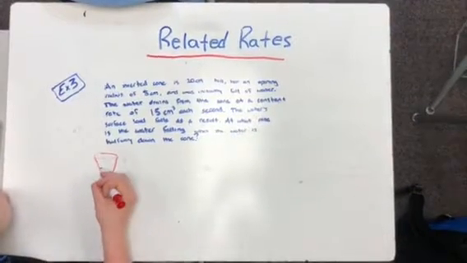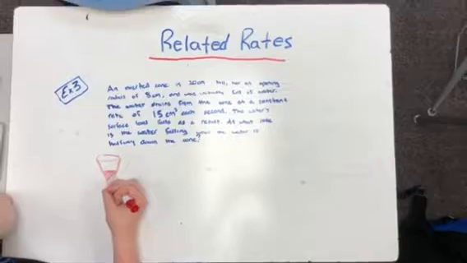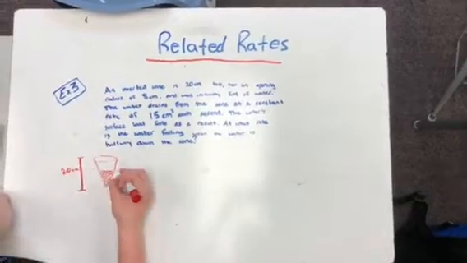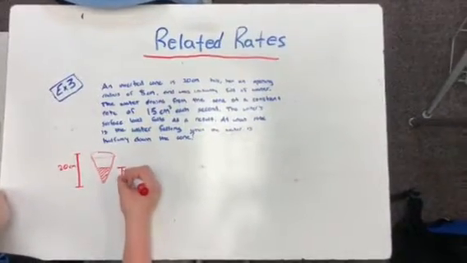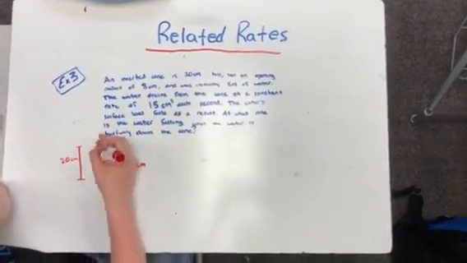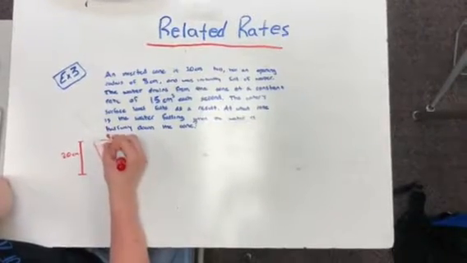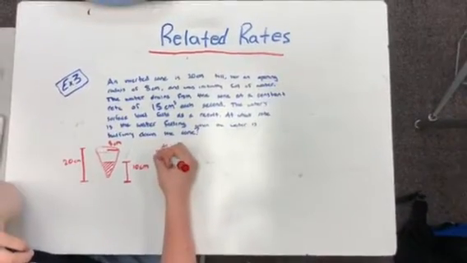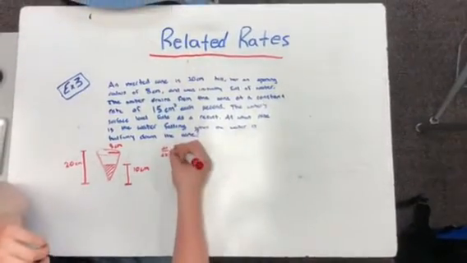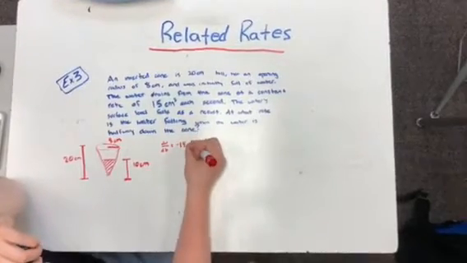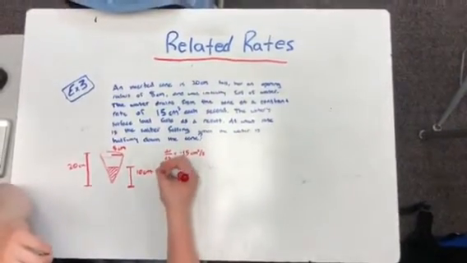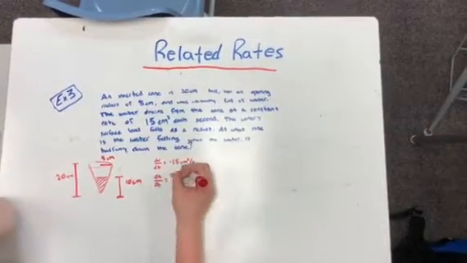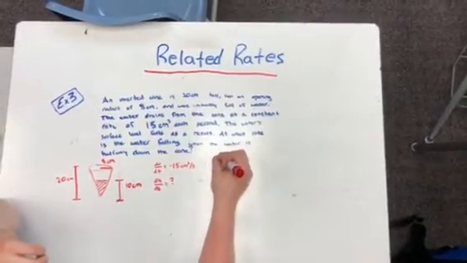Let's start off by drawing the problem. It is an inverted cone with a height of 20 centimeters. The problem asks what the rate is when the height is 10 centimeters, so might as well label that as well. You can also label the radius, which is 8 centimeters. Next, the problem says that the rate of change of the water is 15 cubic centimeters per second, and is asking for the rate of change of the height of the water in the cone.